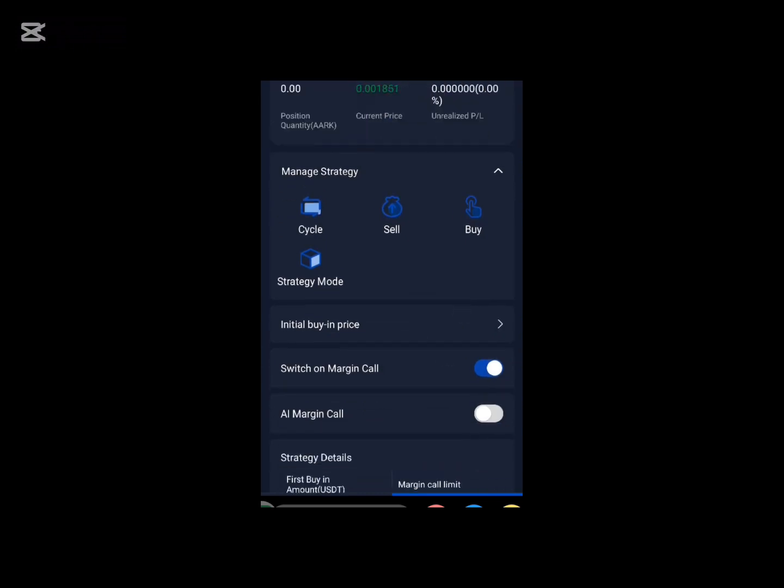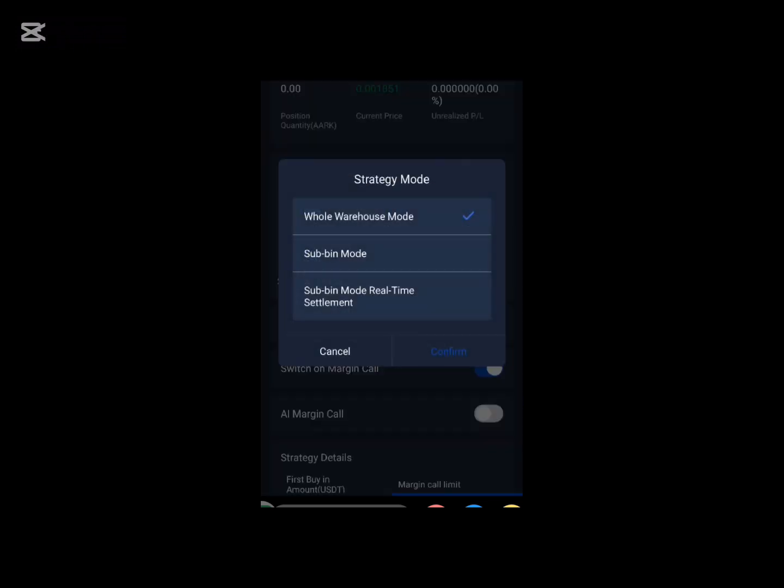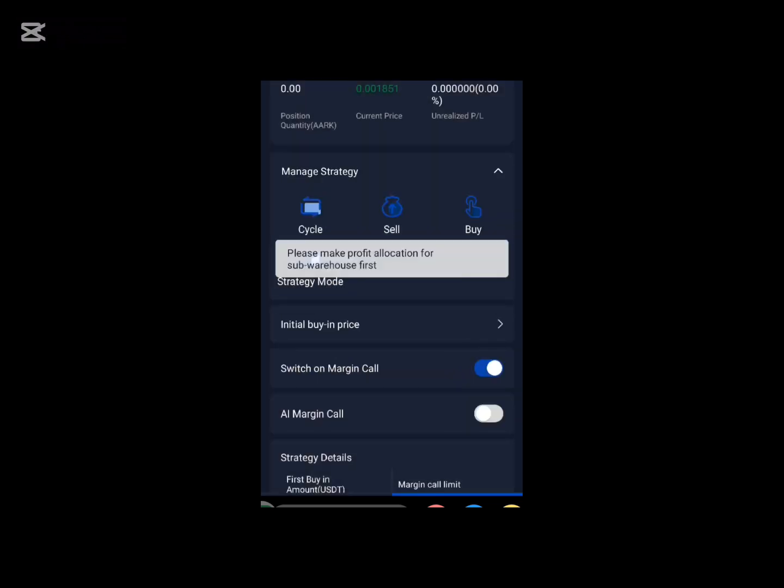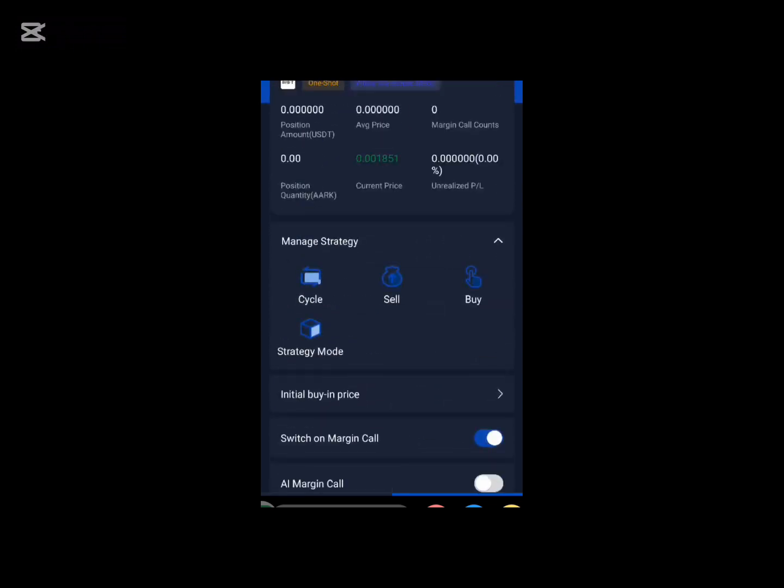Then after you save it, you come to this place. You click on strategy mode. You change it to sub-B time settlement. Always use this. Don't use warehouse. Always use this sub-B mode time settlement and confirm. Confirm. It's telling me that I'm not activated yet.